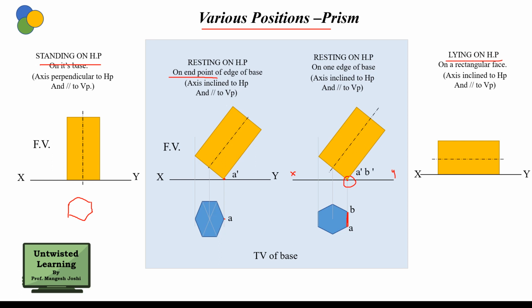The third case is a prism lying on HP on a rectangular face. Now since it is a prism, in case of pyramids you have triangular faces, and in case of prisms you have rectangular faces. So this is the case. The top view of this will also be a rectangle. The side view will show its true shape.